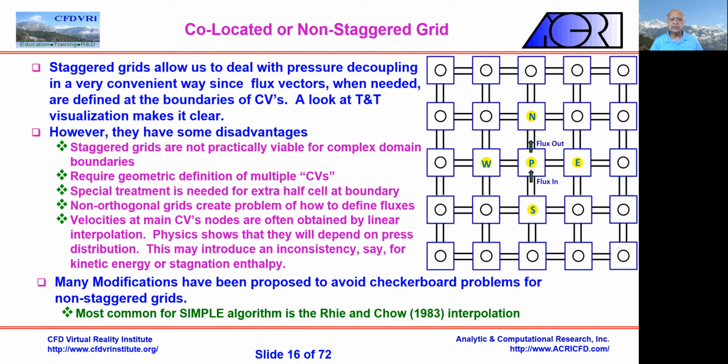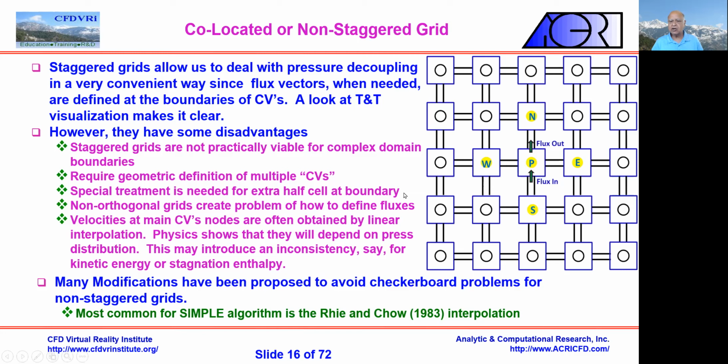It did allow us to deal with pressure decoupling or aliasing, and the flux vectors are where we needed them on the faces of the cell, which is very normal, but there are a lot of disadvantages. Firstly, except for simple grids, staggered grids are not practically viable, okay, for complex domains. You need 4 different geometric definitions, right, in 3D. One for pressure, one for each velocity component. Can you imagine doing 4 grids and making sure they're all okay?